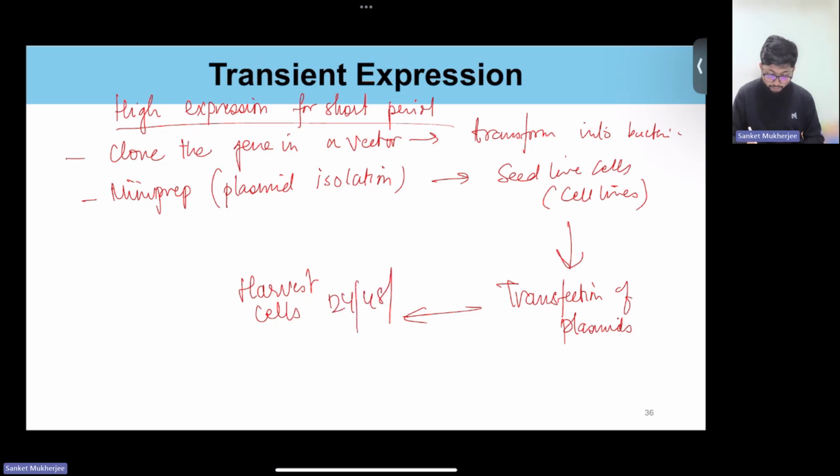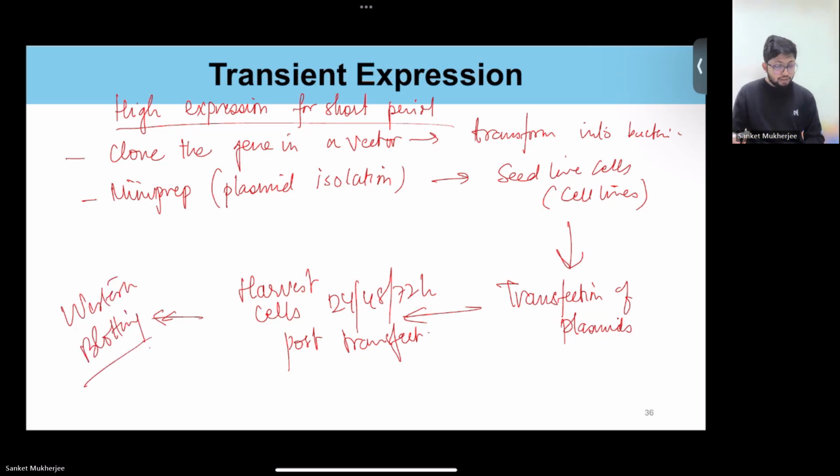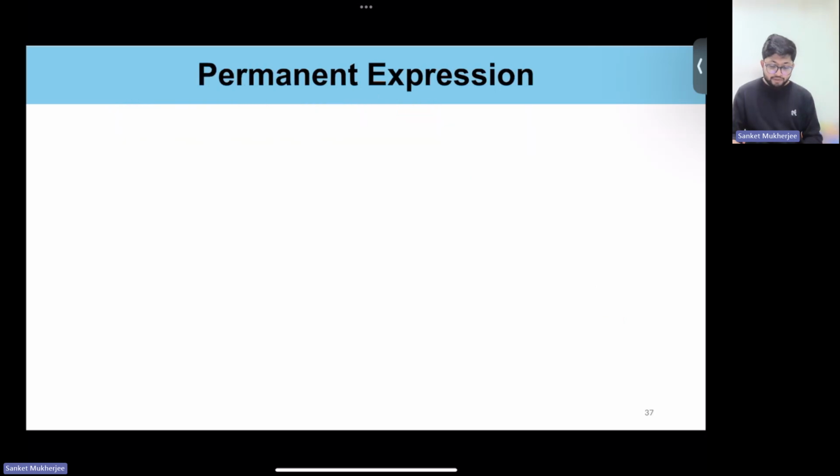(24 to 48 or even 72 hours post transfection). Then we detect whether the protein has been synthesized using Western blotting. We'll talk about Western blotting in specific. In case of permanent expression, it's very similar to transient expression.